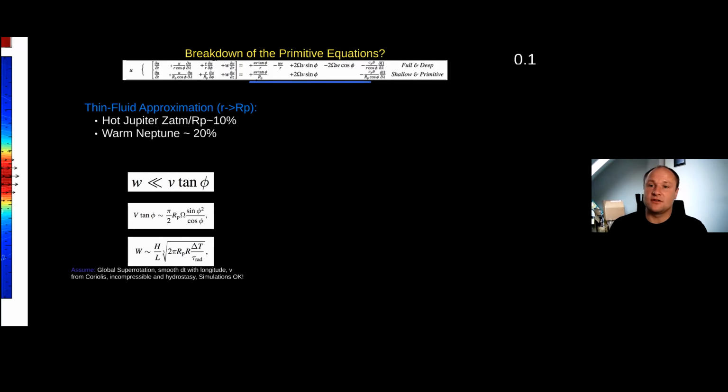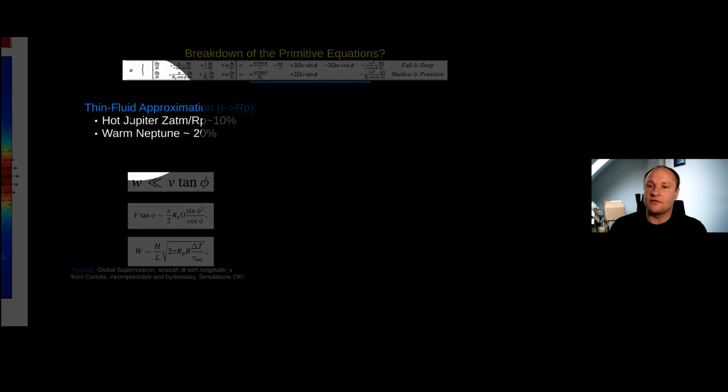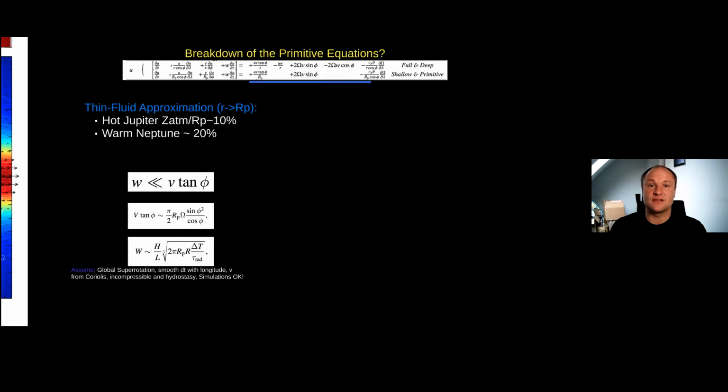So I just mentioned that the thin fluid atmosphere is kind of okay for a hot Jupiter, because although the atmosphere is extended, the size of the atmosphere here, Z atmosphere, divided by the radius of the planet is very small, it's 10% or less. But if we move to a warm Neptune that has an extended atmosphere, the radius is smaller and it can actually get much higher to about 20%.